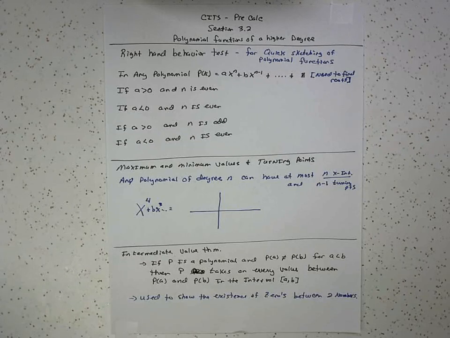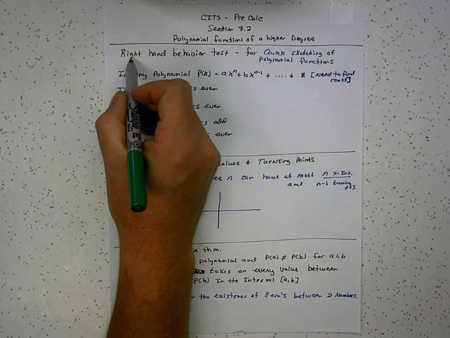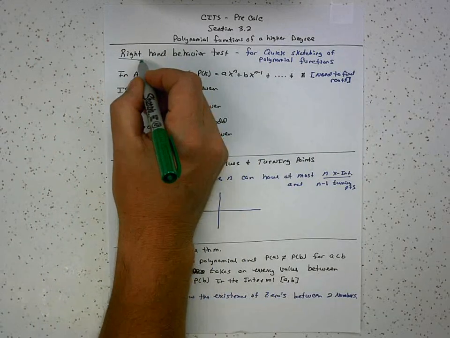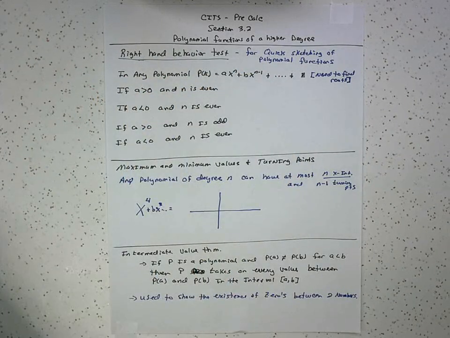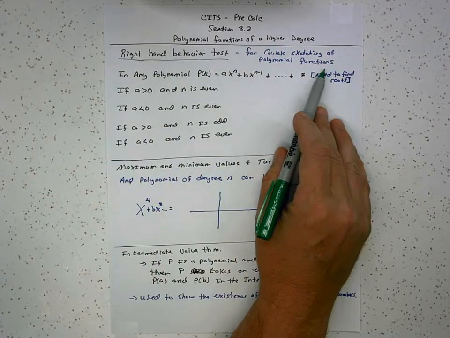What this section is for is to try and get quick sketches so that I know what's going on at certain parts of the graph. The first thing we run into is what's called the right-hand behavior test. Now your book actually talks about right and left hand, but we can do it with just a right-hand behavior test if we remember just a few different things. Again, the right-hand behavior test is for the quick sketching of polynomial functions.